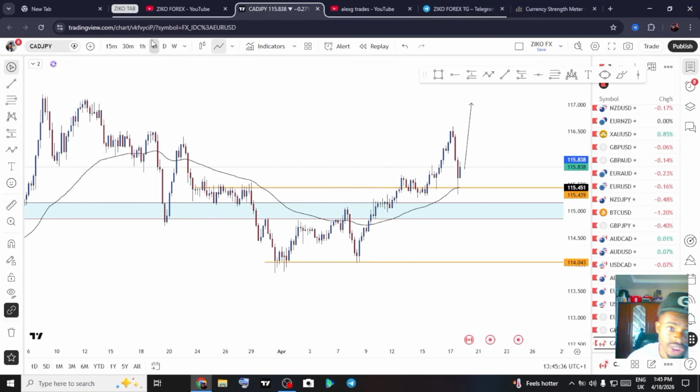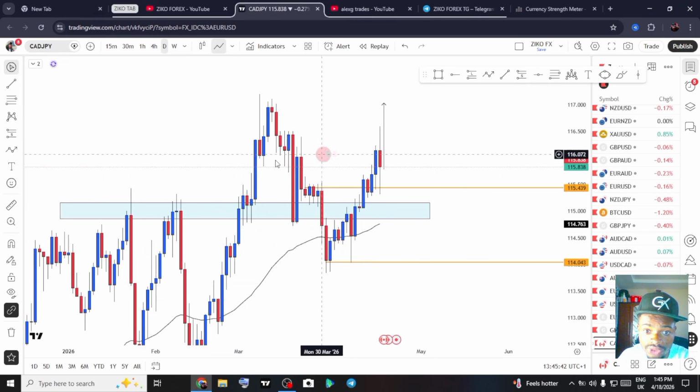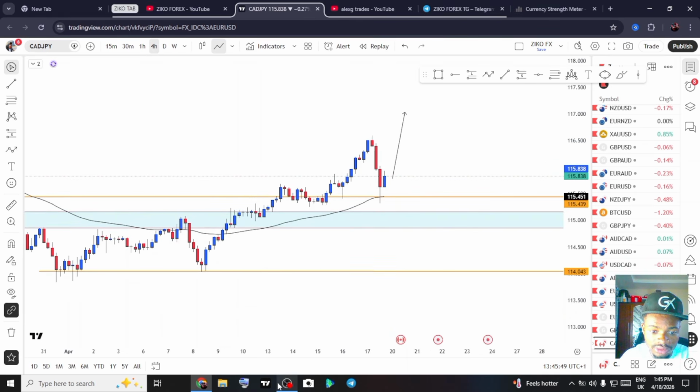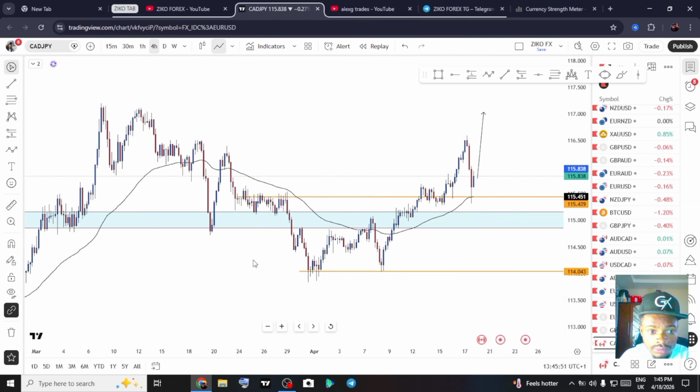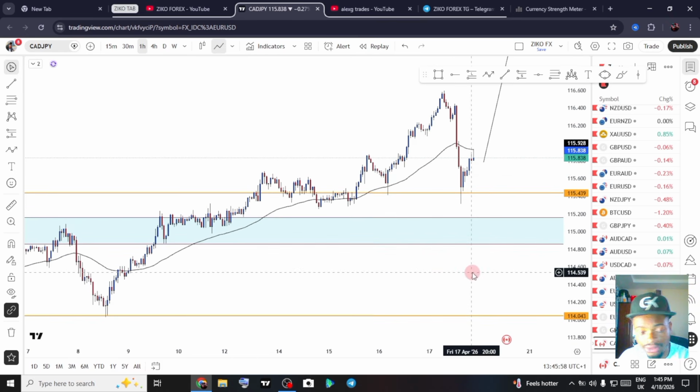Well, should I add it for this week? I don't even know. I don't think I'll add it for this week. Daily is not too clean for me. The 4 hour is very clean, very clean actually. Let's see how the 1 hour looks. 1 hour is bearish, right? So I'll not actually be adding it for this week.